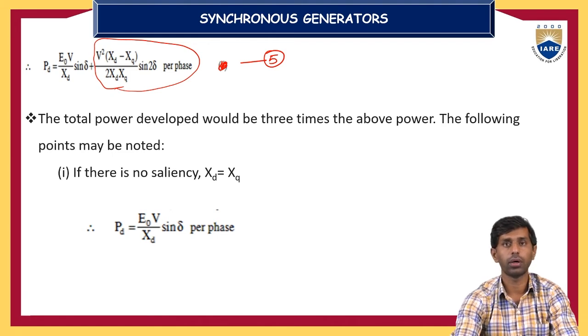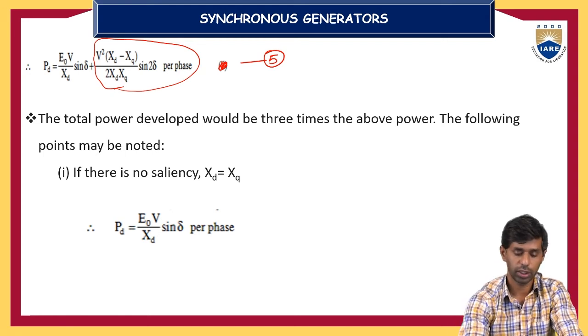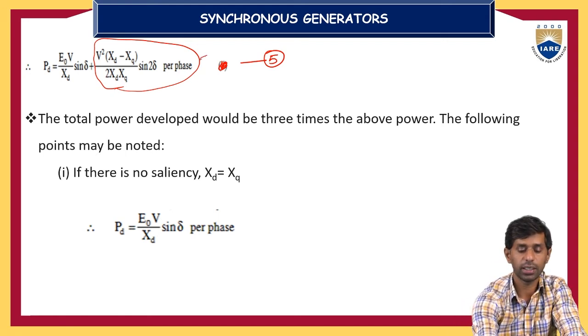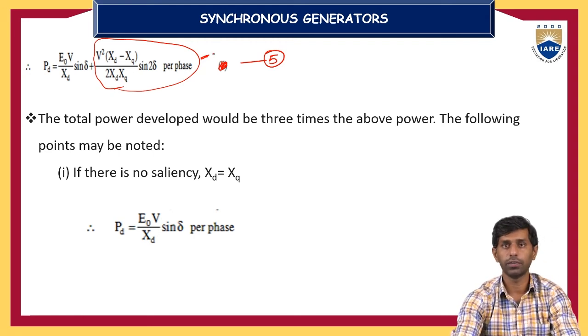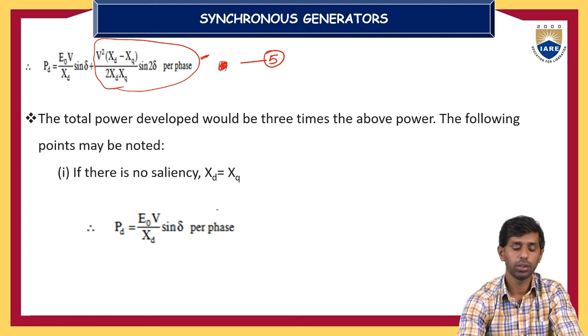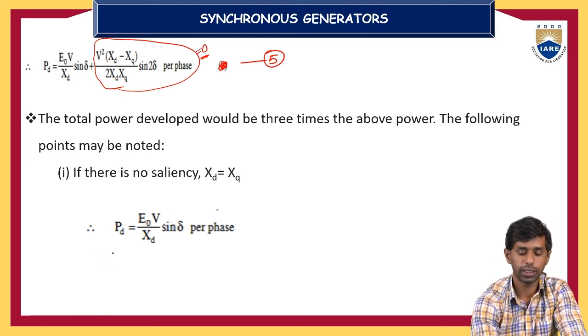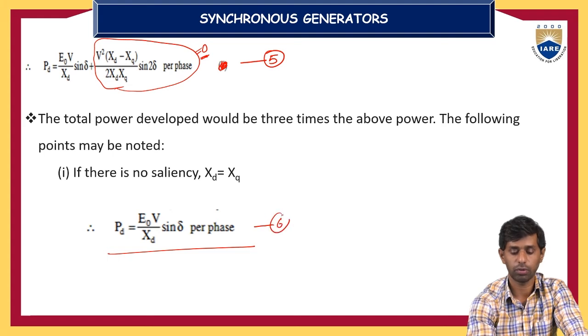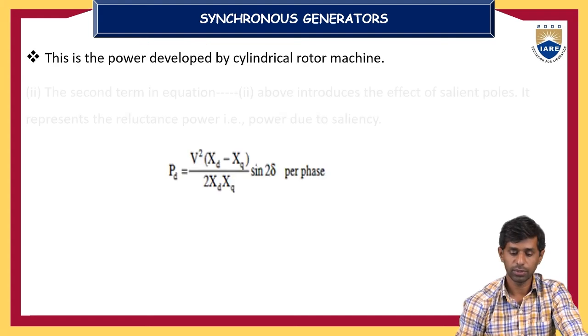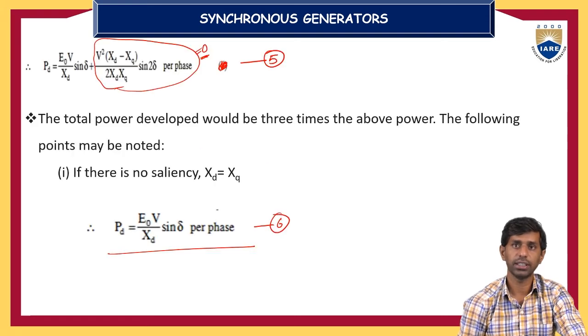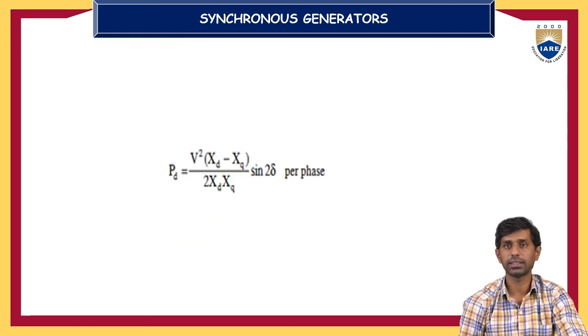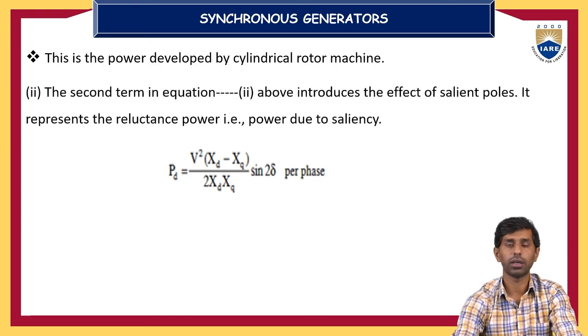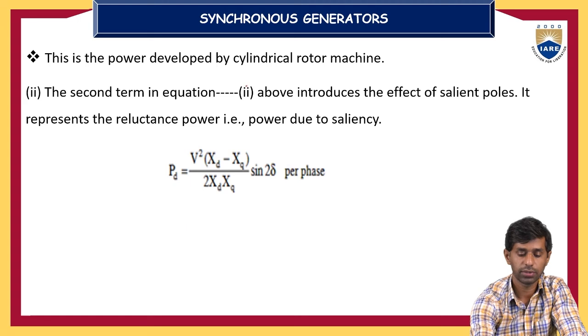So we have to note down the following points. First point: if there is no saliency, the second term of equation number 5 becomes 0, because xd and xq are both equal. The developed power is then only the first term of equation number 5, that is E naught V by xd into sin del per phase. This is equation number 6. Equation number 6 represents the power developed when there is no saliency, meaning a cylindrical rotor structure. So this is the output of the cylindrical rotor.